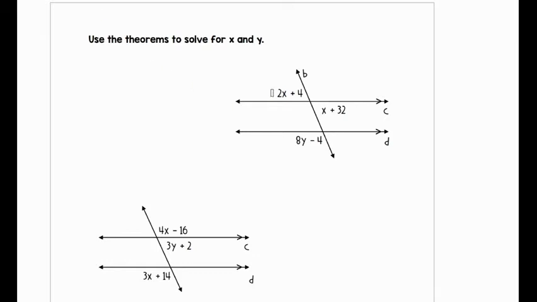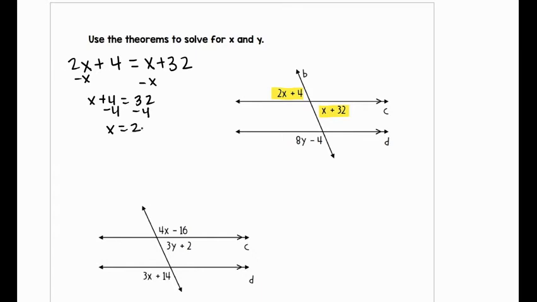So in this first example, we can see that this angle is vertical to this angle. So because those are vertical angles, we can first set these two expressions equal to each other because we know that vertical angles are congruent. So I can say that 2x plus 4 should equal x plus 32. I don't know how many degrees either of these angles are, but finding x is going to help us figure that out. So I'm going to subtract x from each side. I get x plus 4 equals 32. And when we subtract 4 from each side, we figure out that x is 28.